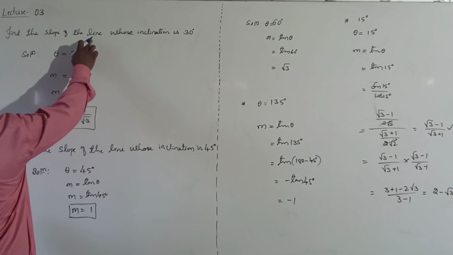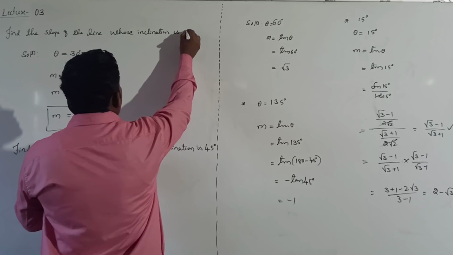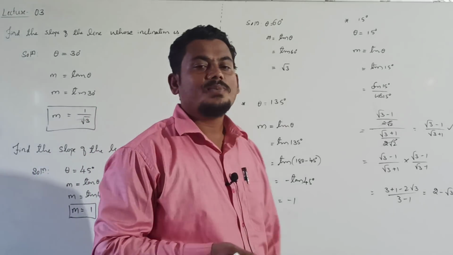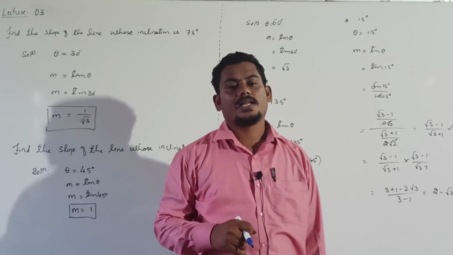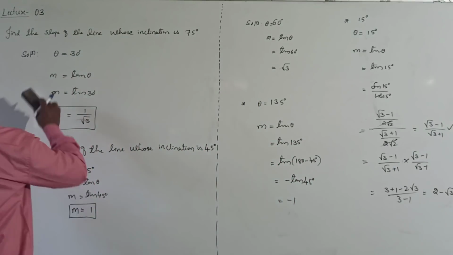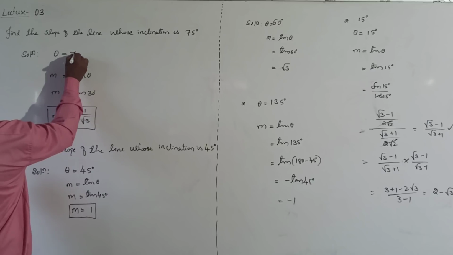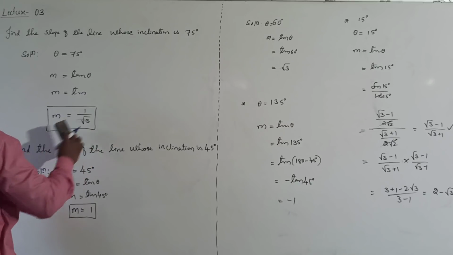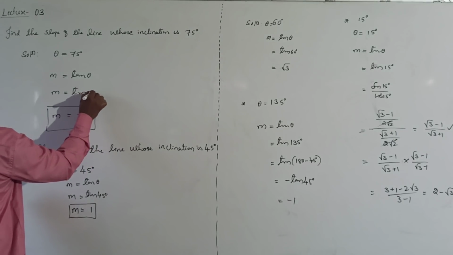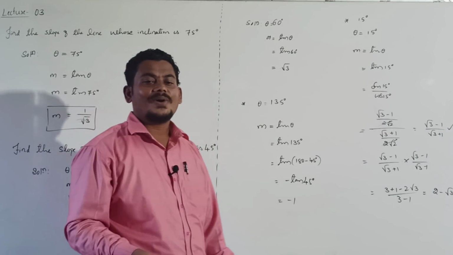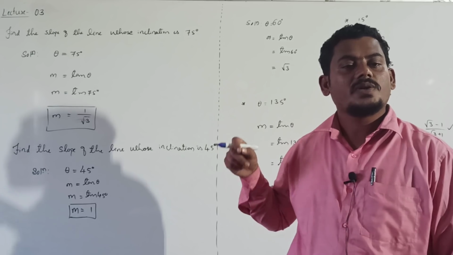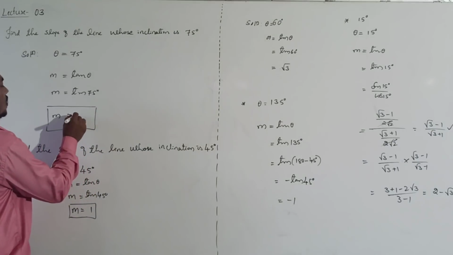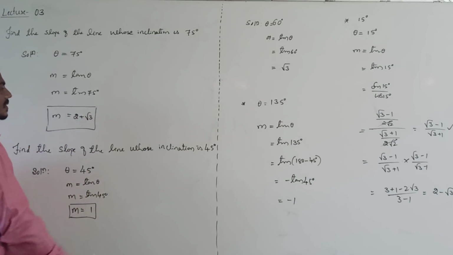Then find the slope of the line whose inclination is 75 degree. Find the next problem, find the slope of the line whose inclination is 75 degree, right? 75 degree means in this case theta value is 75. Then m is equal to tan theta and theta value is 75 degree. If you don't know the tan 75 value, then write sin 75 divided by cos 75 and simplify. Lastly you get 2 plus root 3, right?